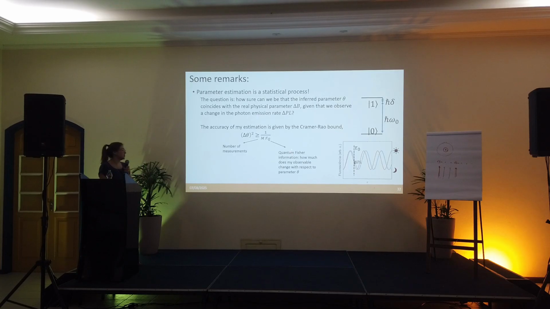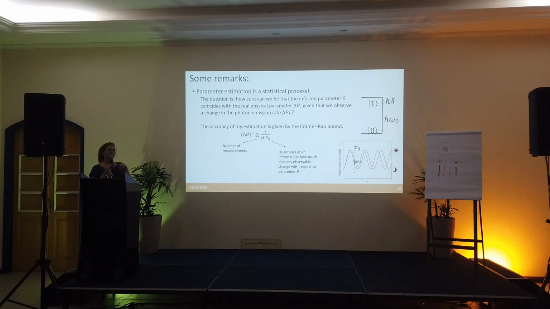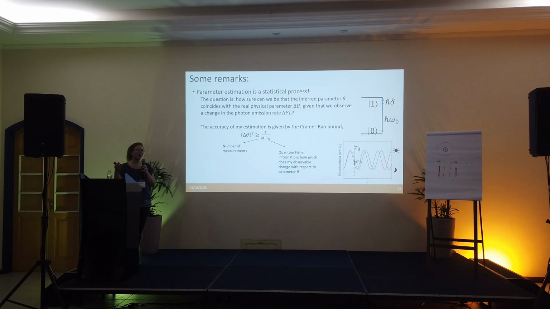The Fisher information is just telling me how much my observable should change given the parameter that I'm trying to detect. So if I'm performing a measurement that provides me no information on a certain parameter, then this variance just goes to infinity, regardless of how many times I measure. So that's the kind of thing we want to optimize: performing the correct measurement for the parameter that we're trying to sense.